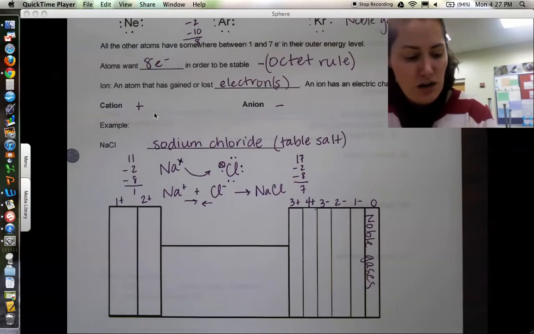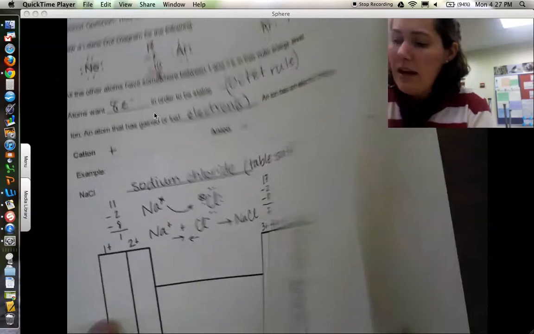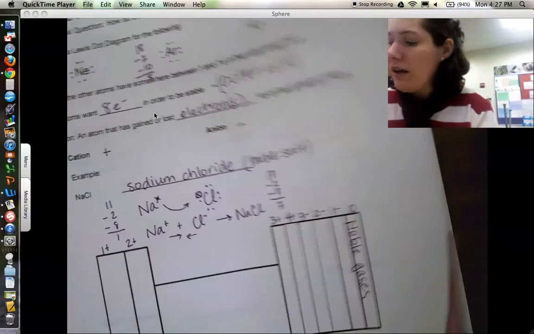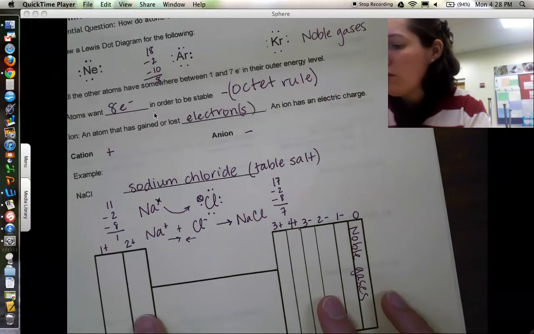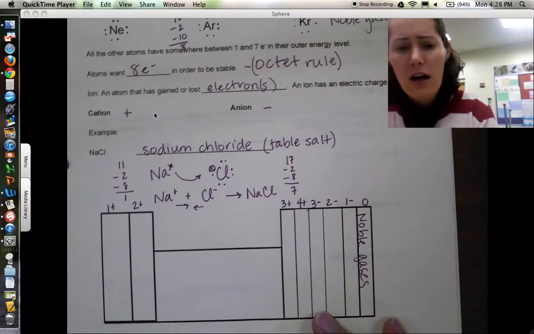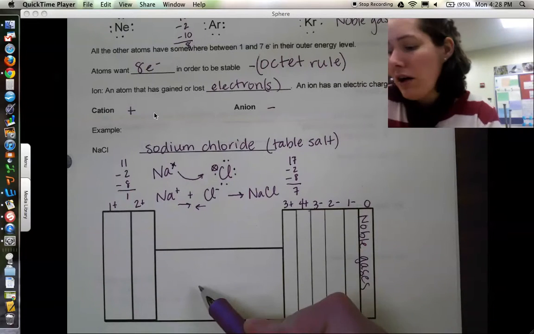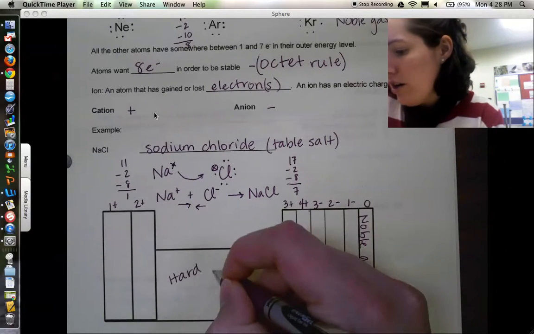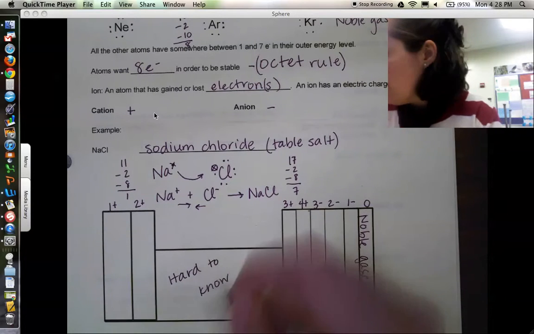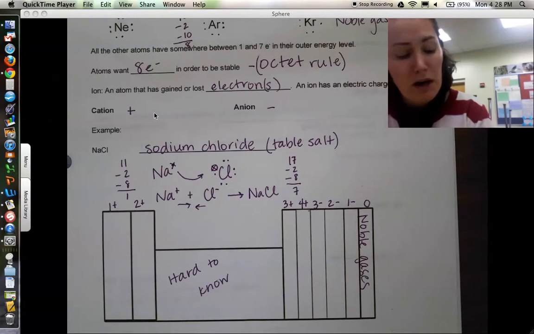So what you might notice here is if you were to fold your periodic table in half, these would sort of touch each other. So 1 and 1 would touch, 2 and 2 would touch, 3 and 3, and then 4. So these oxidation numbers help us to understand what kind of ion these atoms will become when they gain or lose electrons. Now what's going on in this middle part? Well, I'm just going to write that it's hard to know in this section, and you'll see in a few minutes what's going on in that transition metal area.